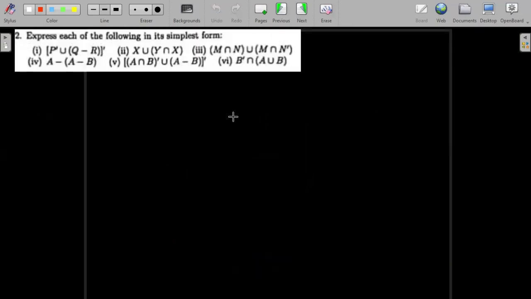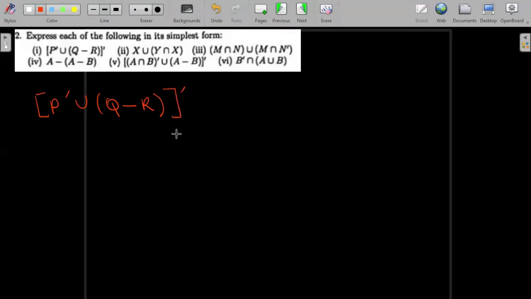So we move on to these, and these are just telling us to express each of the following in its simplest form. So how do we express that in its simplest form? It's easier to visualize them as you actually drawing out the sets, even in a Venn diagram, which I will do here just to illustrate some of this. To start with, the first one is P complement union, then you have Q minus R, which is the set difference, closed, then you have your complement there.